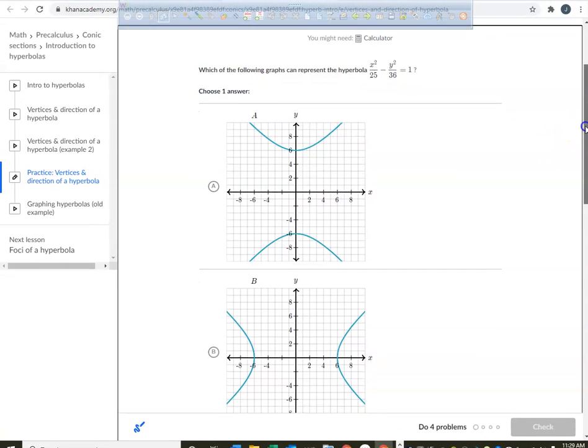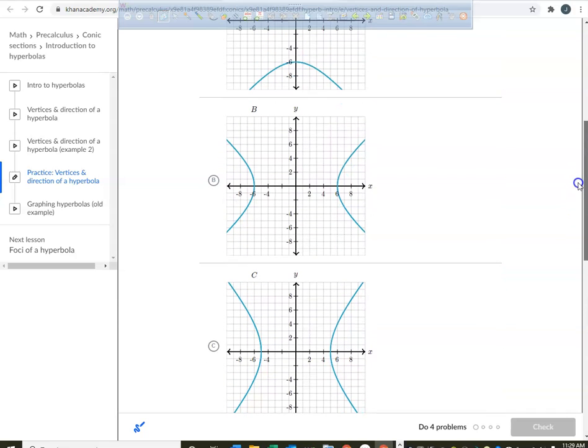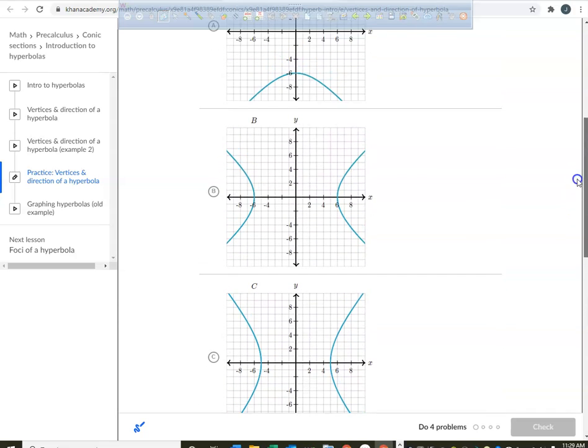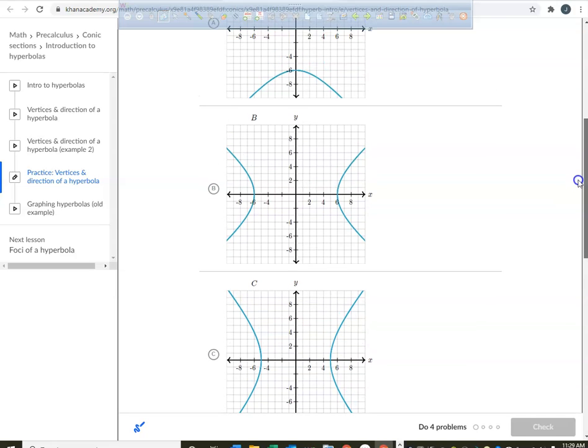So when you're looking at your answers, you know it's got to be what? B or C. But which one is it? That's what we're trying to figure out. Which one do you think it would be?